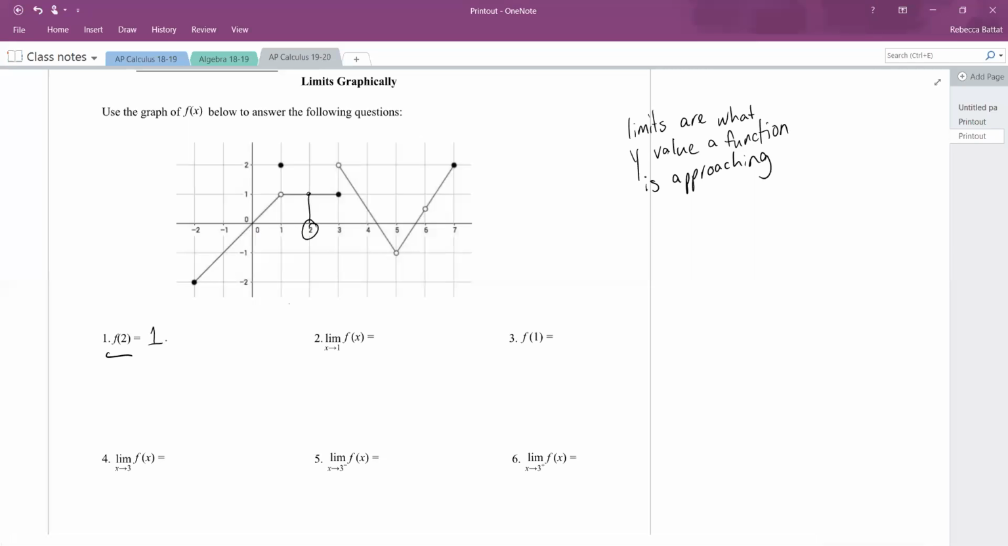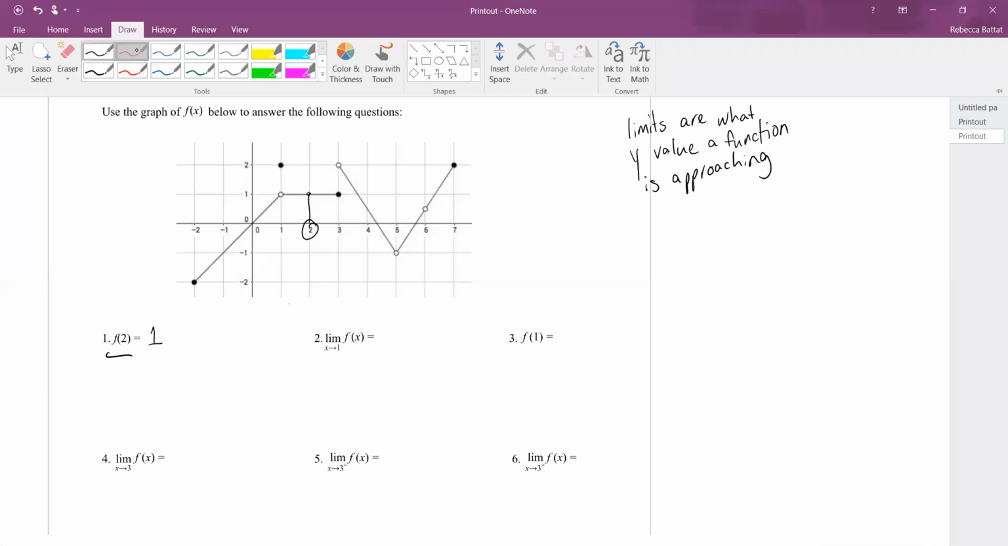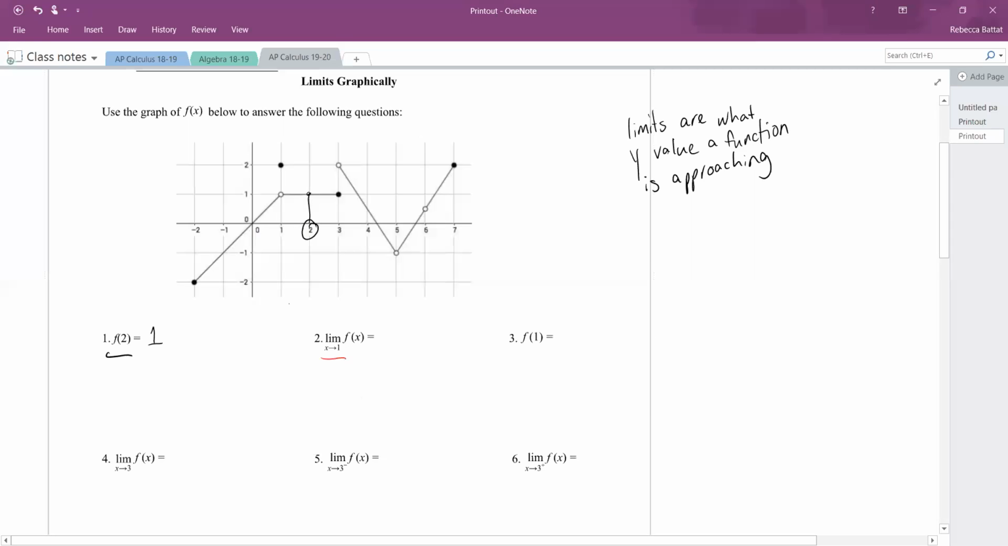Limits are pretty similar. Let's look at the case where x equals 1. So this notation means the limit of f of x as x approaches 1. Okay, the limit of f of x as x approaches 1.